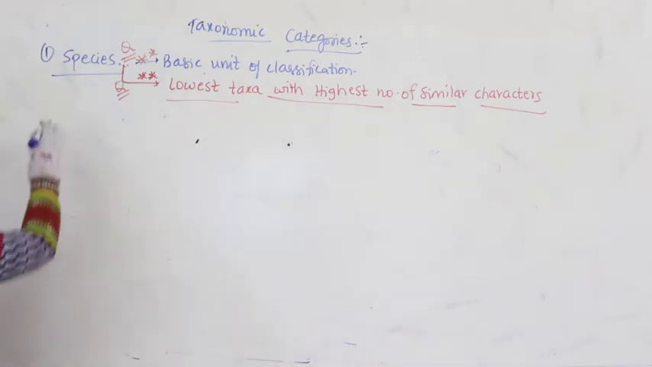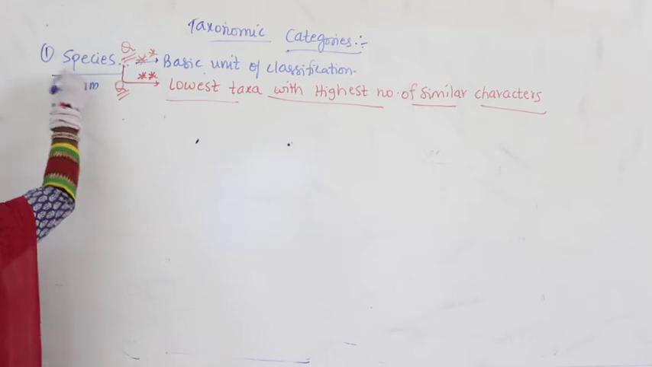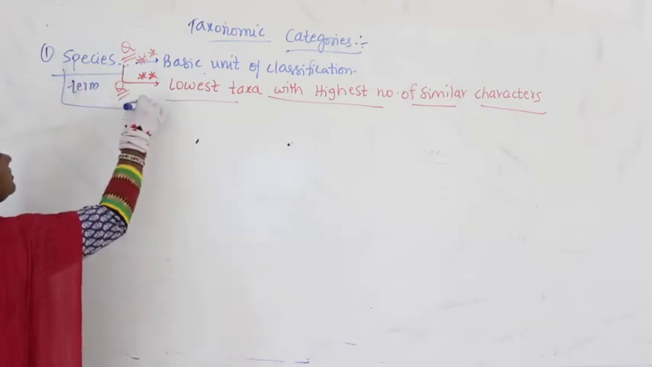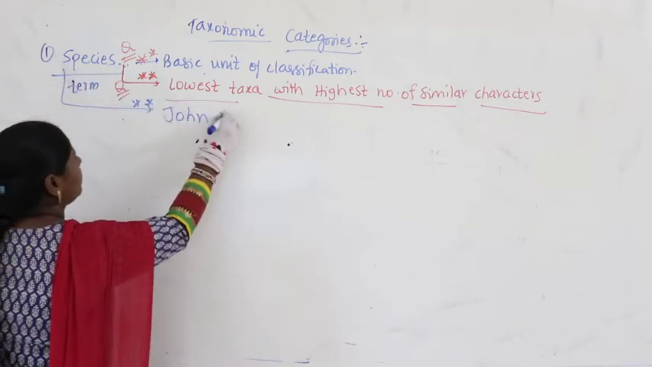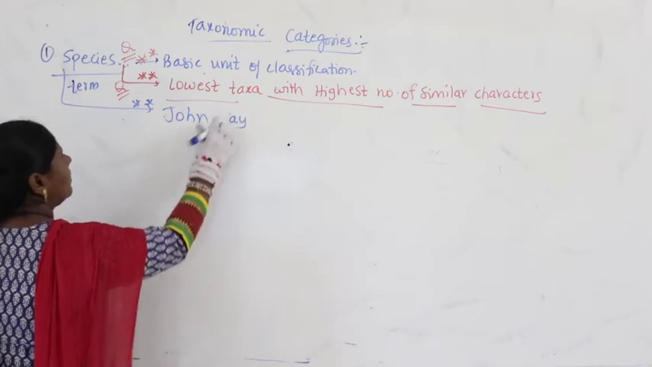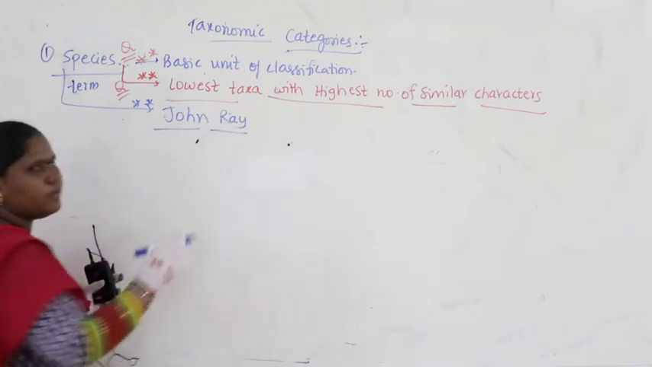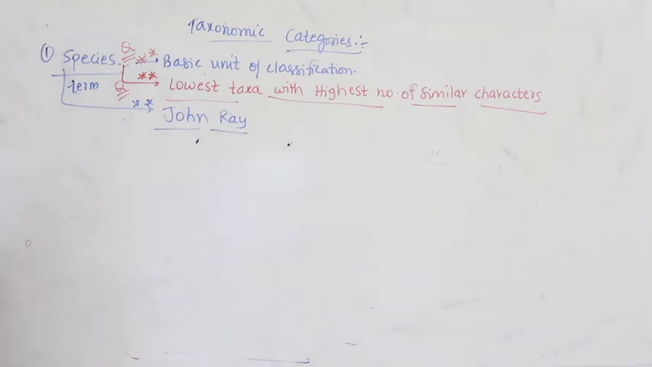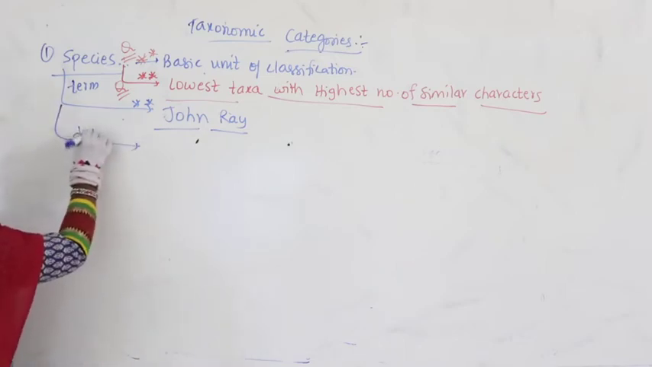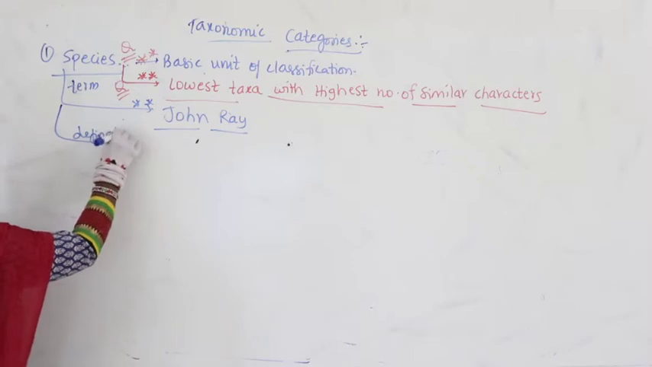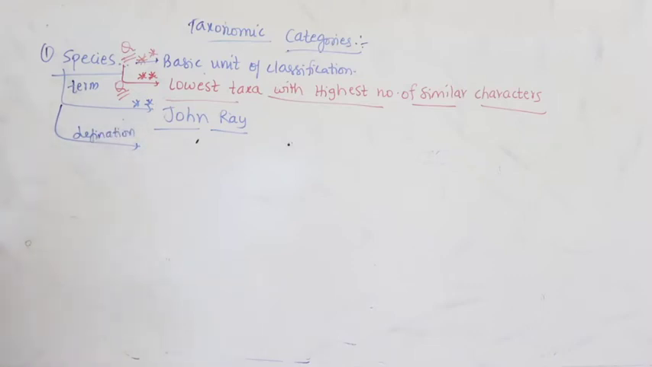So first of all, the term species was given by the scientist John Ray. So if you want, you can write the capital R, John Ray. Who is the scientist who introduced the term? John Ray. Now what is the species here? Now let us talk about definition. How do you define the basic unit called species?